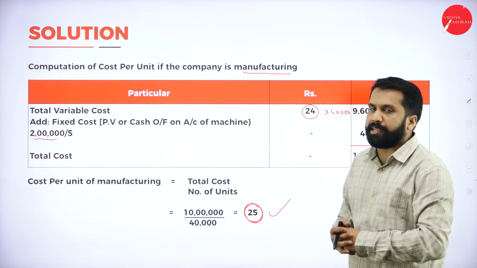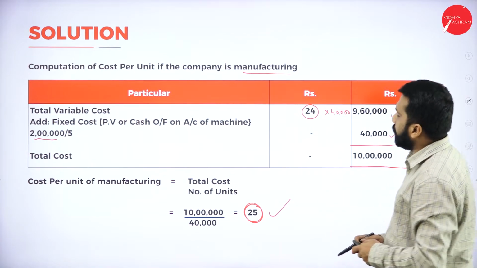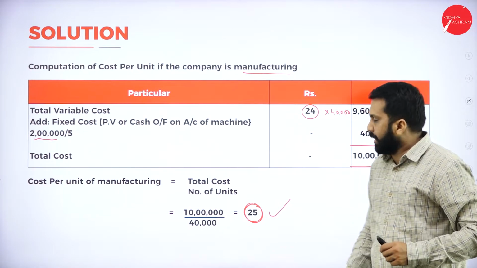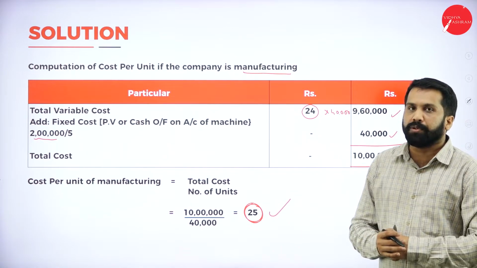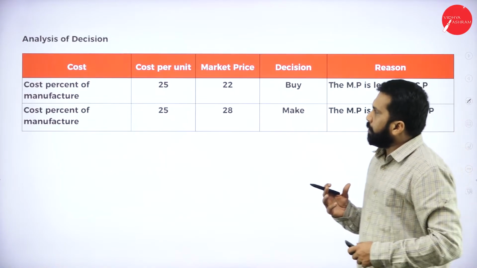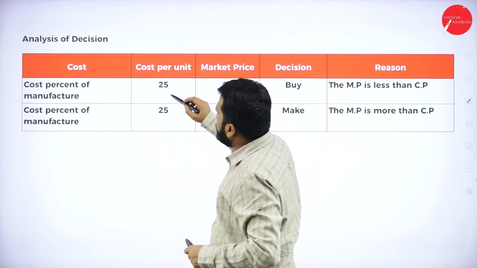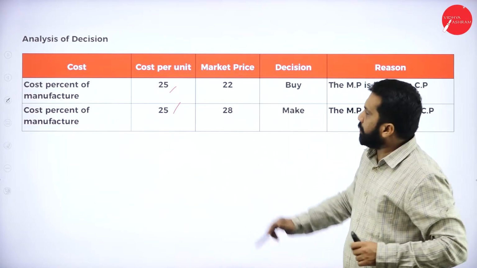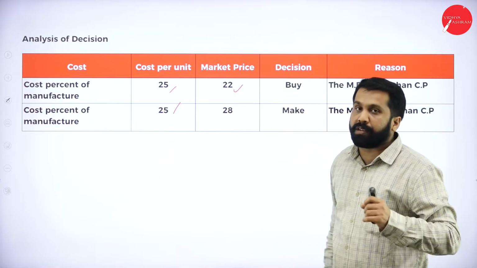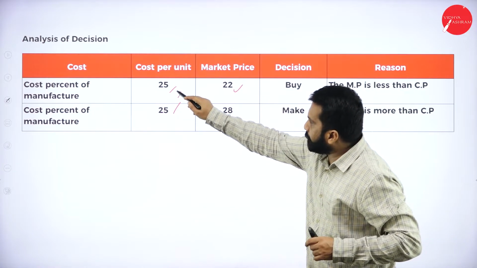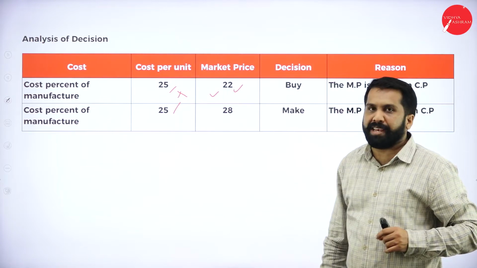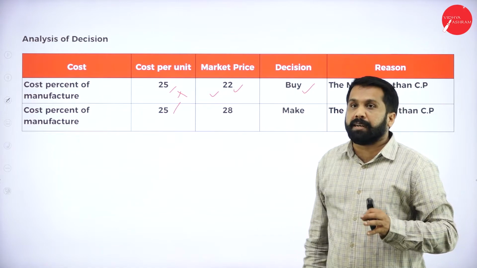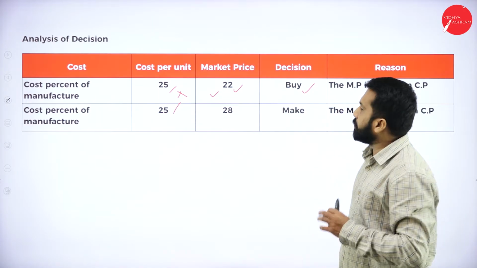Up to this, any doubt? No doubt. So total cost divided by number of units, you will get 25 rupees per unit. Now, if you manufacture at 25, it will not change. But in the first option, it is available in the market for 22. What will you do? Stop manufacturing, go for buy. The market price is lesser than your manufacturing price.